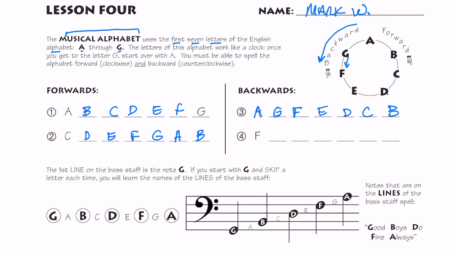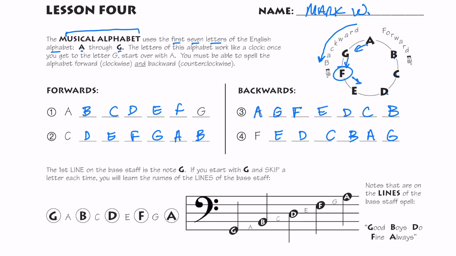So number 4, I'm starting on F. So here's my F, and I'm going backwards. F, E, D, C, B, A, keep going, G. So that shows you how to use the musical alphabet going up and the musical alphabet going down.